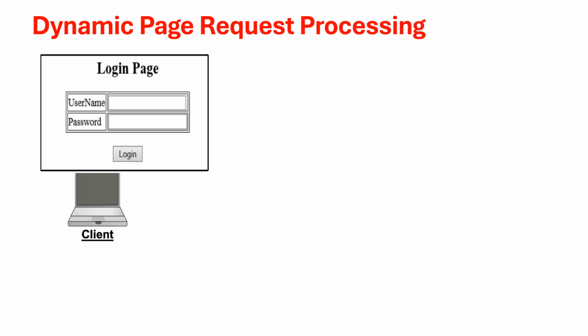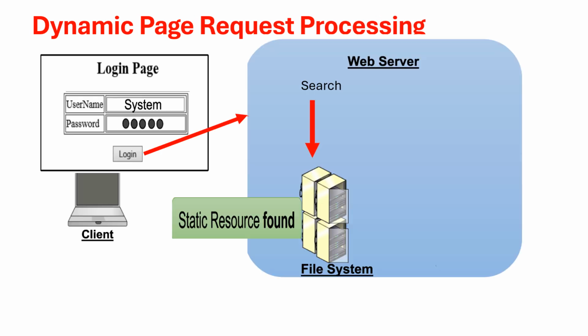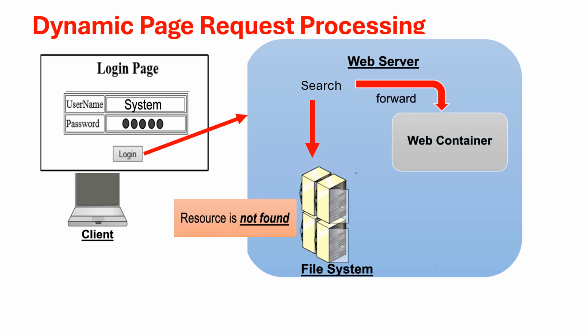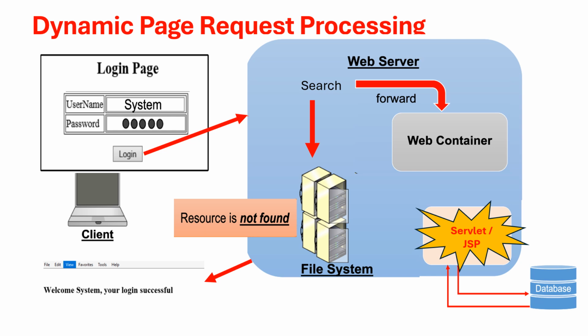In dynamic page request processing, the client sends an HTTP request. The web server receives it and checks if it's a static file. If found, it serves it directly. Otherwise, it forwards the request to the web container. The web container runs the server-side code like JSP or Servlets. If needed, it queries the database to fetch or store data. Finally, the response is generated and sent back to the client.